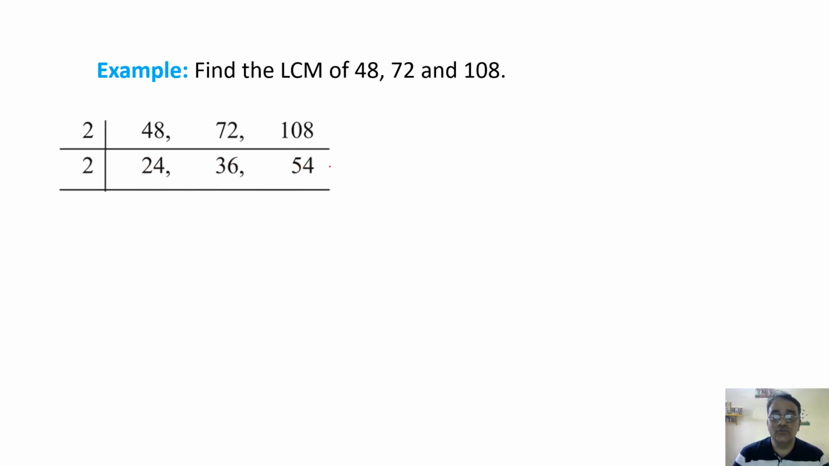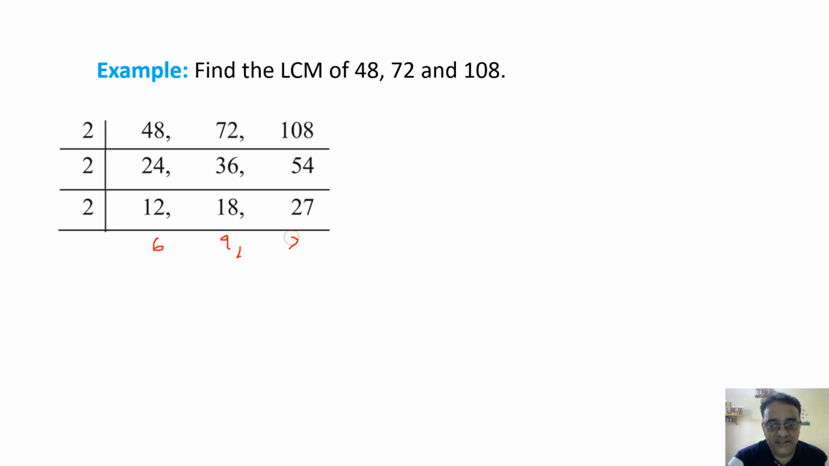Again all these three numbers are divisible by 3. Okay, so it is divisible by 2 and also by 3, but we will take 3 later. So we are taking 2 first. So we'll get 12, 18 and the next number is 27. Okay, again these two numbers are divisible by 2. So we are going to take 2 once again, right? So we'll get 6 here, 9 here, and 27. Right, 27.